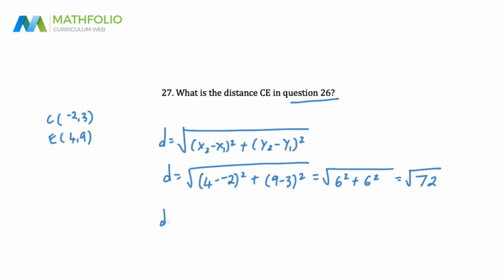So basically the distance D, which is really CE, is the square root of 72. If we stick to the tenths place, 1 decimal place, then on a calculator this would give us an answer of 8.5 to the tenths. This would be our answer. So that's question 27.